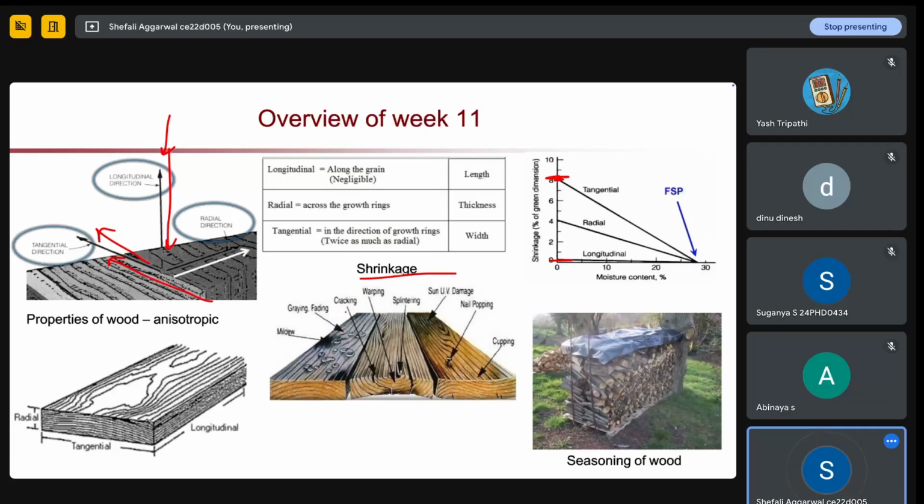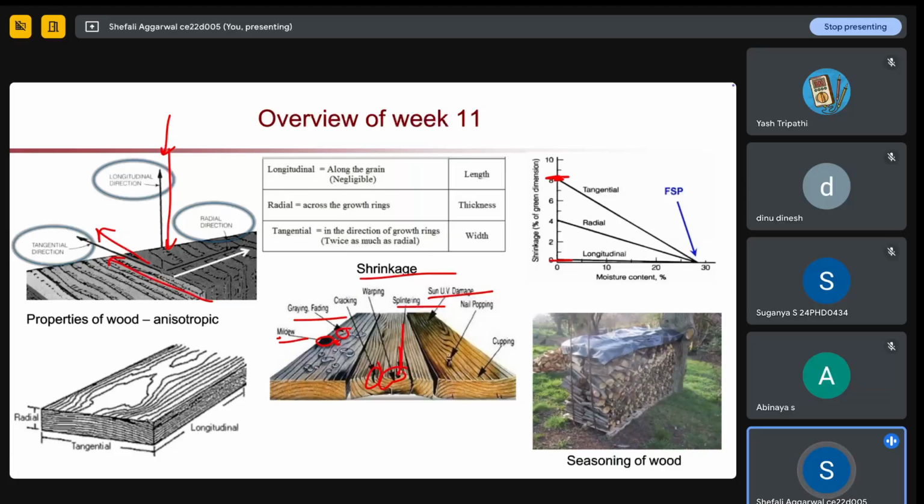So these are the different problems because of shrinkage. Mildew: because of mildew, this area of your wood turns black, or it can be faded or grey. There are chances of cracks. Warping: warping means it will bend in the opposite direction. And then there are chances of splintering. Splintering means these rings are coming off, or some layers of wood will come off, and because of UV damage this will turn dark. Nail popping: nail popping means you insert a nail and it comes off because of shrinkage.